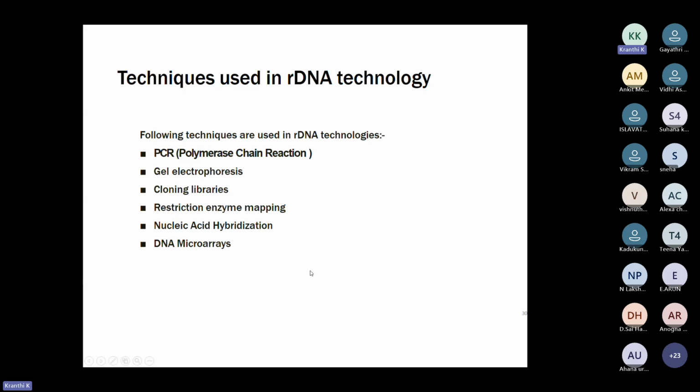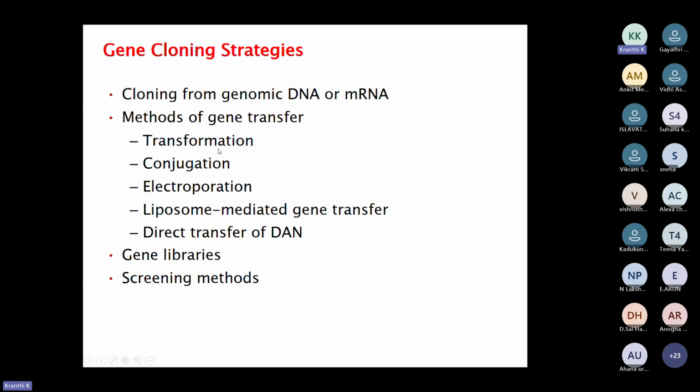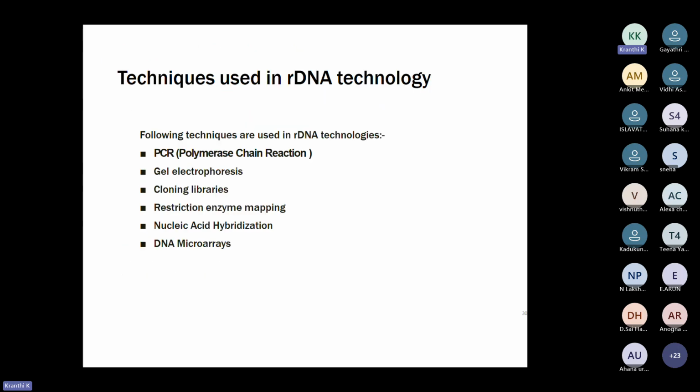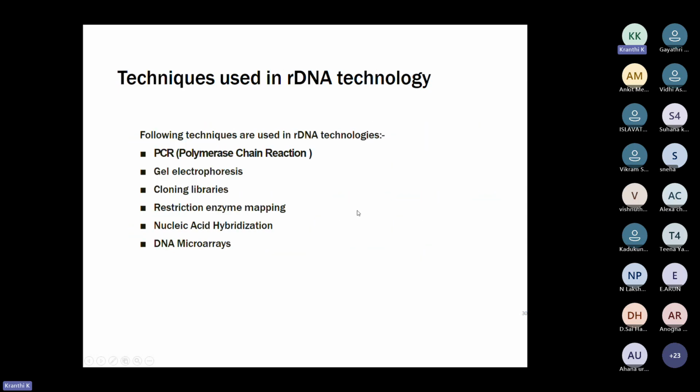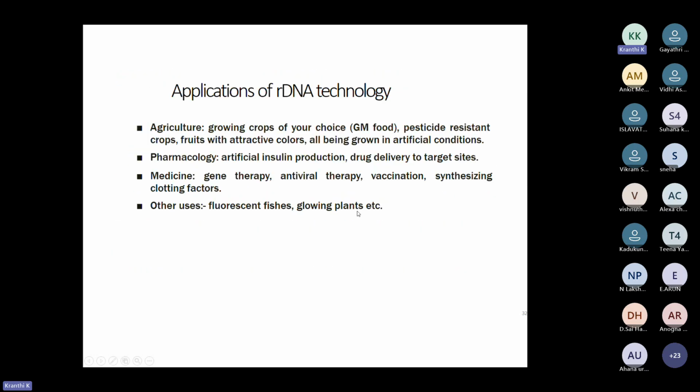Why these techniques? See, for example, you want to test whether this particular restriction endonuclease is cutting that particular part only. Then there is restriction enzyme mapping. That test we have to do. Then to know the molecular weight, we use gel electrophoresis. Like this we have different techniques. Based on requirement, we'll be using different techniques. Okay, then ways to use this rDNA technology.